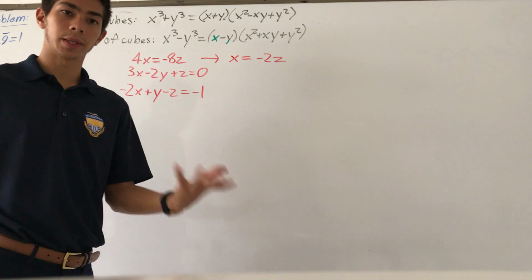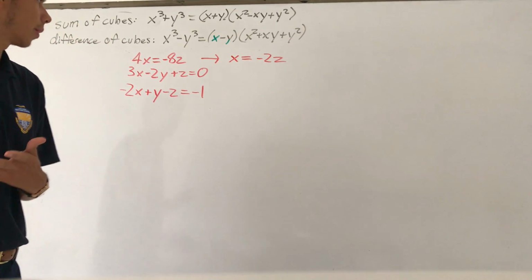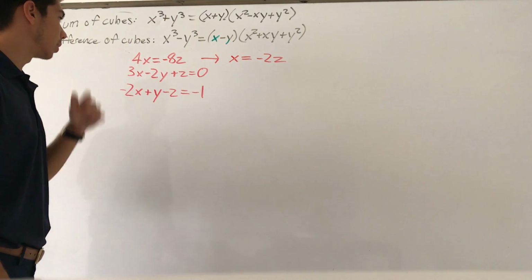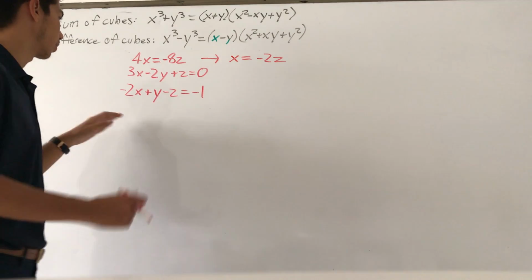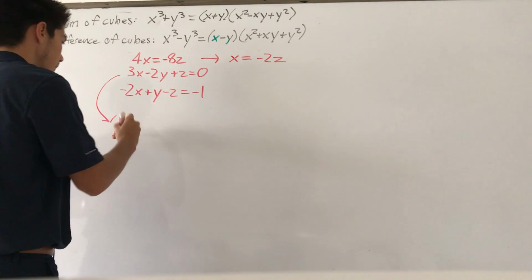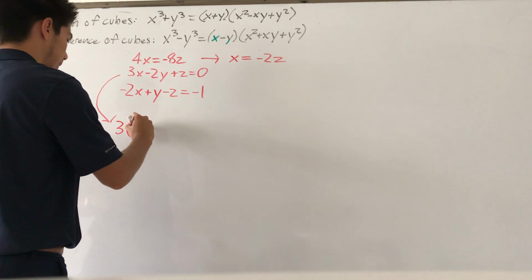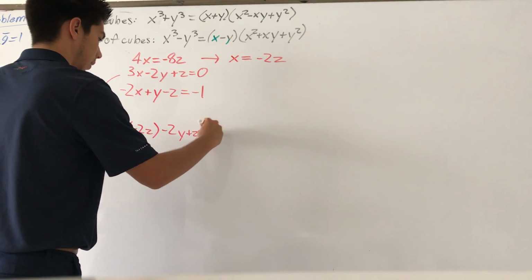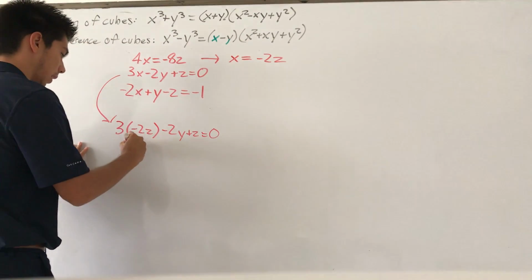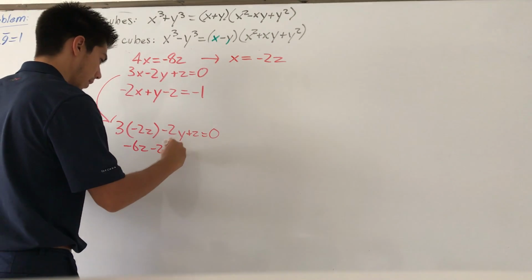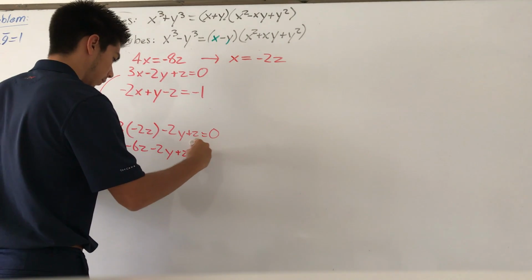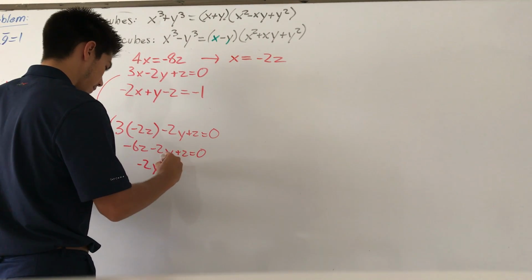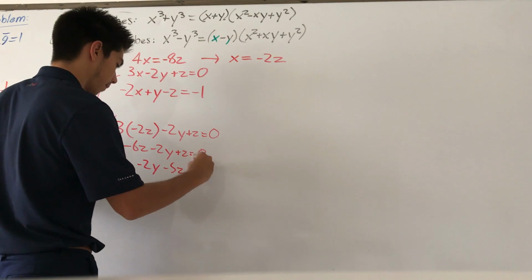And so just like when we were doing substitution with our regular systems of equations, I'm going to plug x, or the value of x, negative 2z, into a different equation. So I'm going to do that here. I'm going to take this equation, and I'm going to say that negative 2z minus 2y plus z is all equal to 0. So if I simplify this, I get negative 6z minus 2y plus z equals 0. And if I simplify that one more time, I get negative 2y minus 5z equals 0.